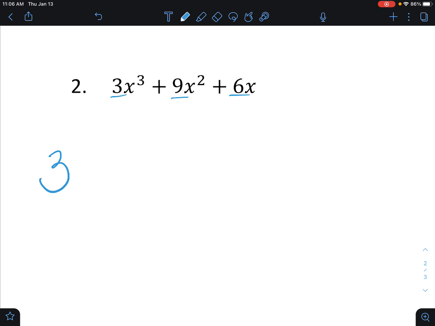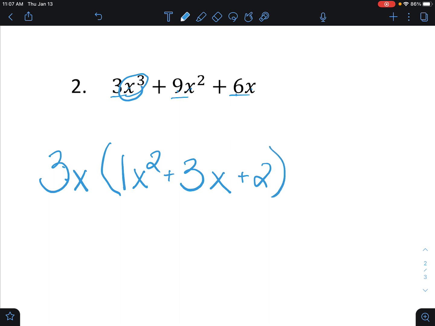And if we look at this, they all have an x in common. So that means my GCF is going to be 3x. So that's going to hang out up front. And then I'm going to put my leftovers back in the parentheses. So 3 divided by 3 gives me 1. I took an x away from x cubed, so now all I have left is x squared. 9 divided by 3 gives me plus 3. I took an x away from x squared, so that gives me an x. And 6 divided by 3 gives me plus 2, and I took that x away.